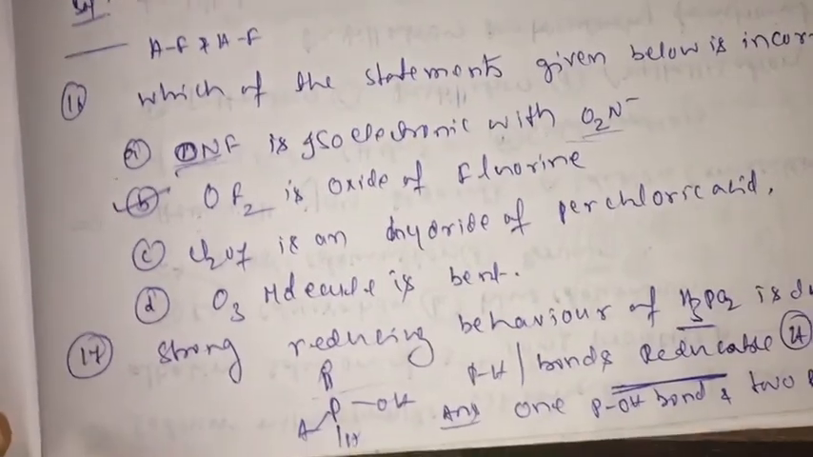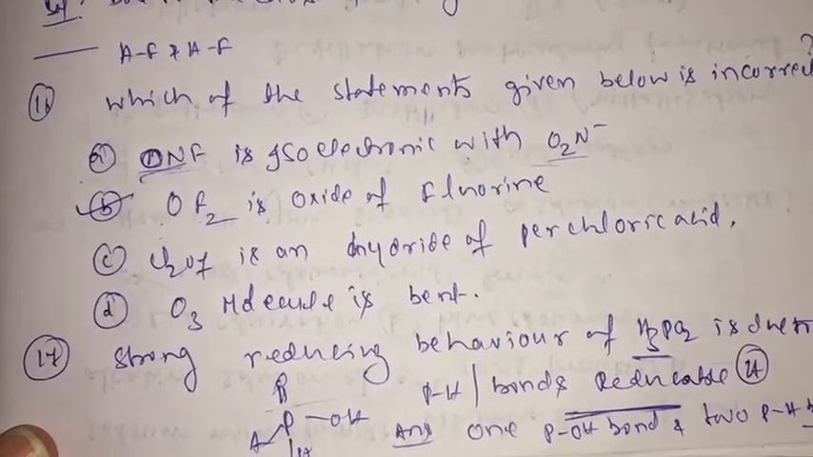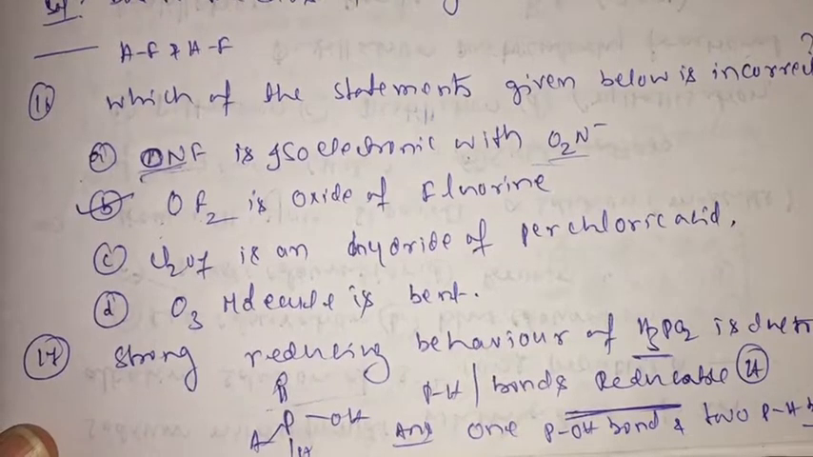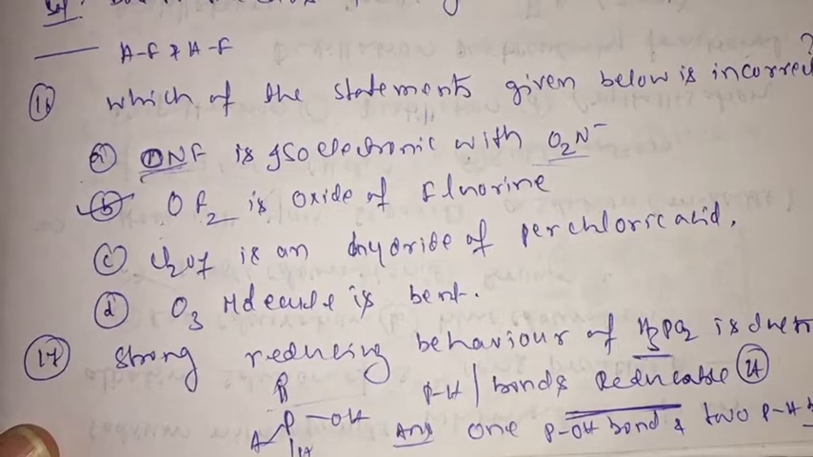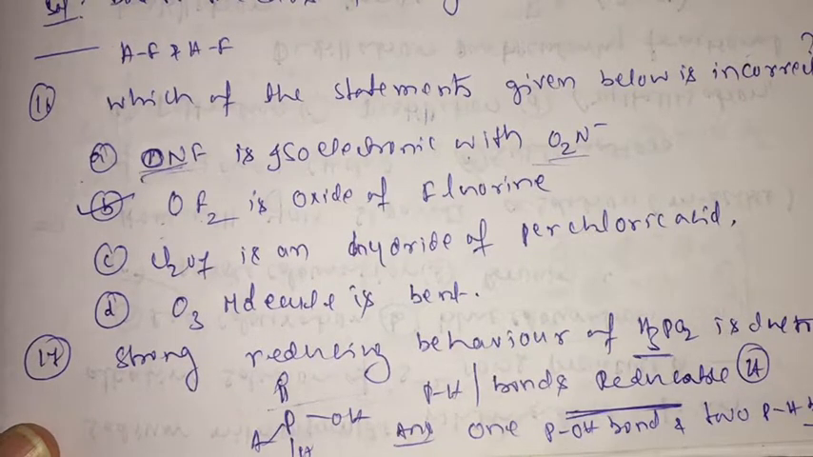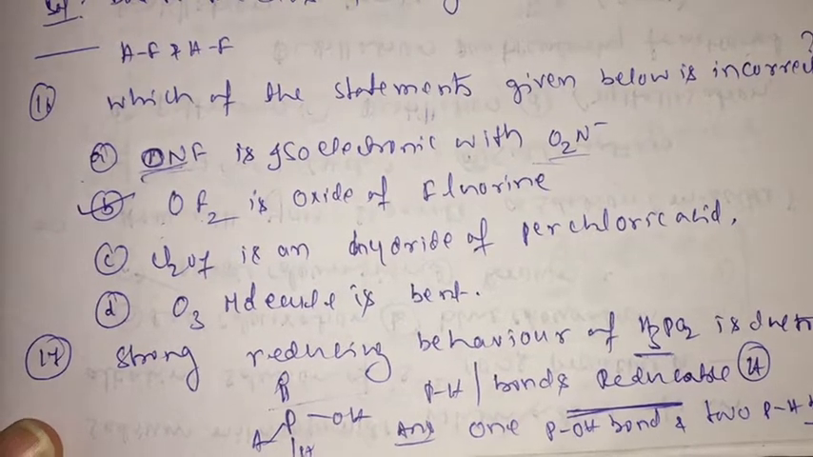Next question: which of the statements given below is incorrect? ONF is isoelectronic with O2N-. That is right, you can check that. OF2 is an oxide of fluorine. That is not an oxide of fluorine, it is a fluoride of oxygen. Cl2O7 is the anhydride of perchloric acid. That is also right.